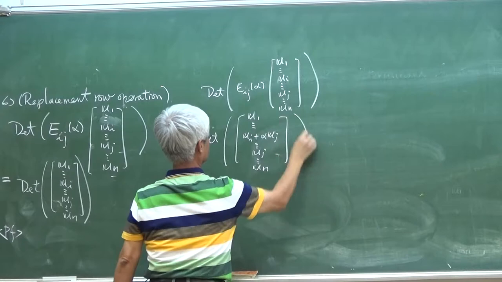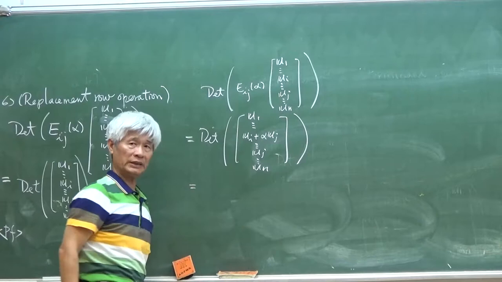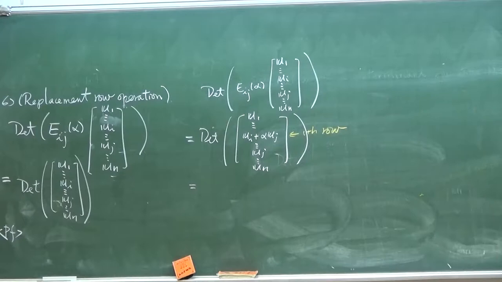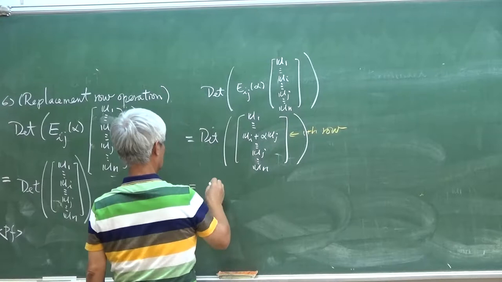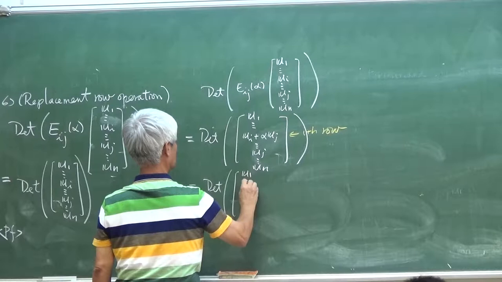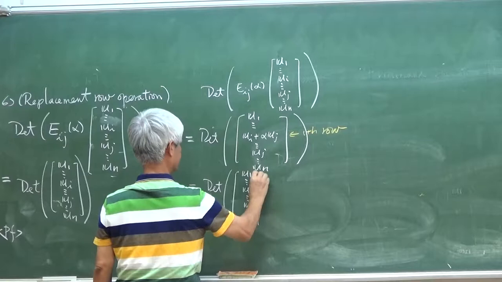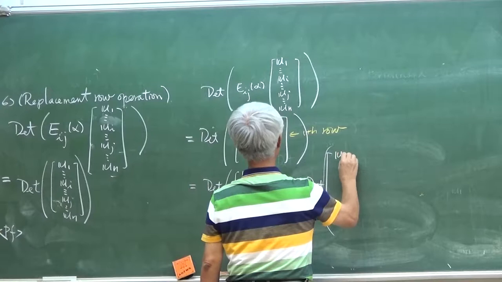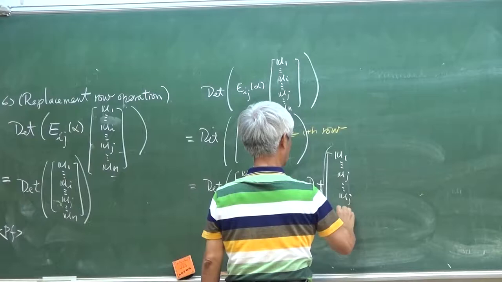This is the operation. And then by linearity on the ith row, so this is the ith row. We just proved the linearity on any row, right? So we have the determinant of u1, ui, so this is the original matrix, plus alpha, the determinant of u1, uj, uj, un.